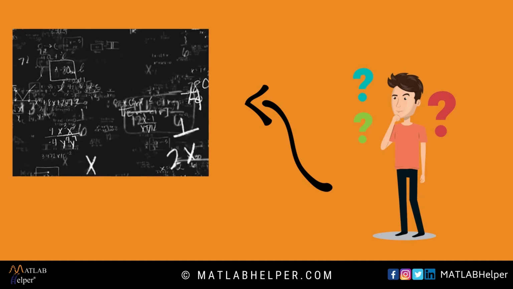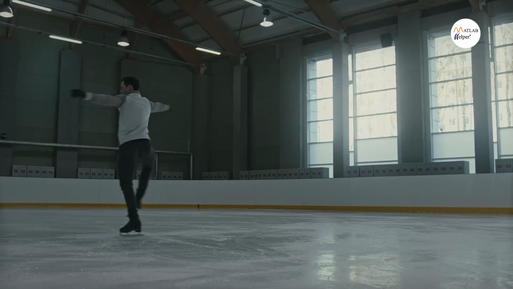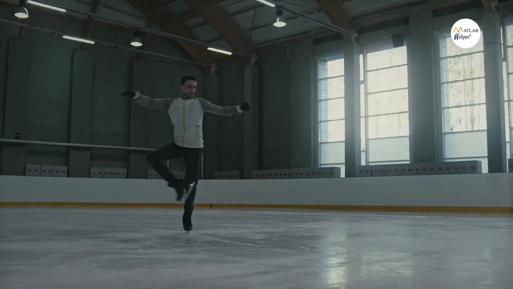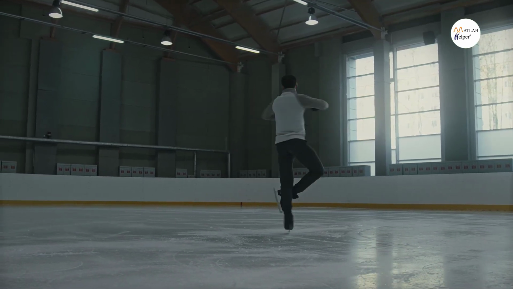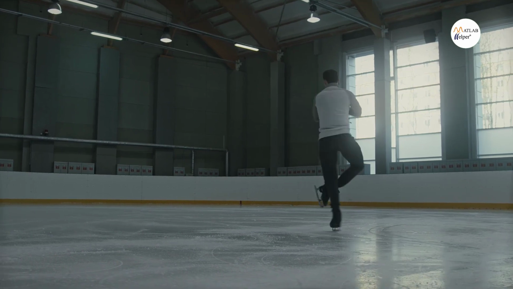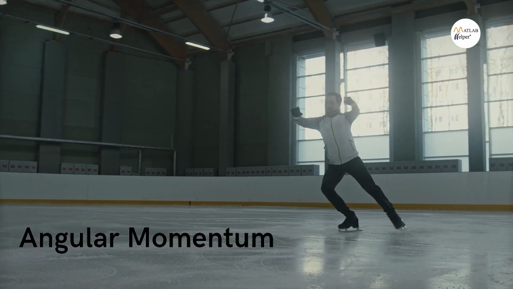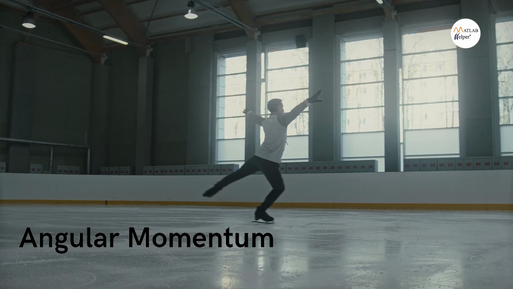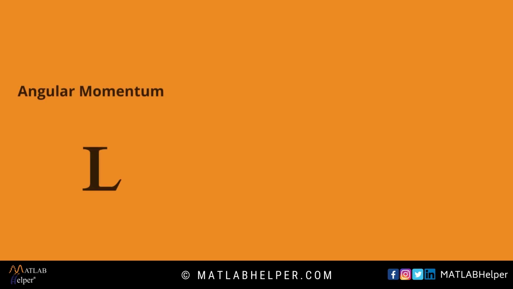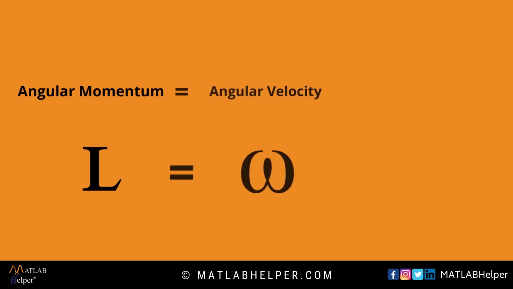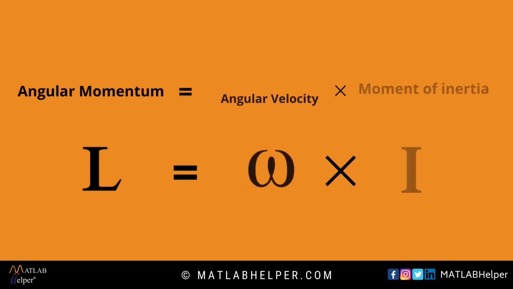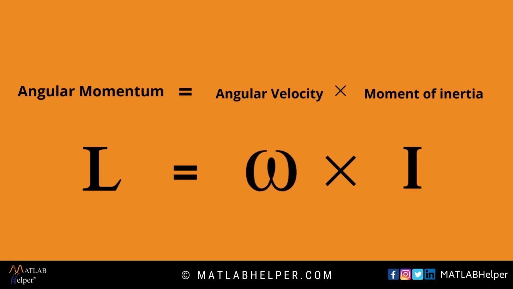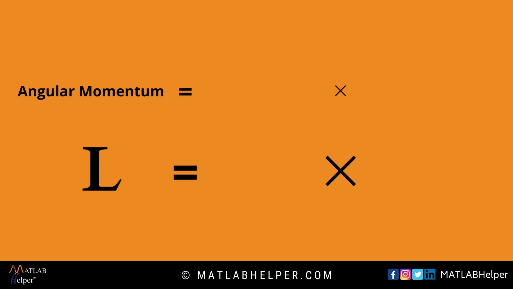Let's dig it out. The skater starts off in a standing position and spins about the vertical axis. After a few rotations, the skater pulls both arms in closer to the body and spins faster. In physics, we call this angular momentum. It can be called an illustration of angular momentum, where momentum is the product of angular velocity and moment of inertia. Since momentum remains constant, if velocity increases, then inertia decreases and vice versa.